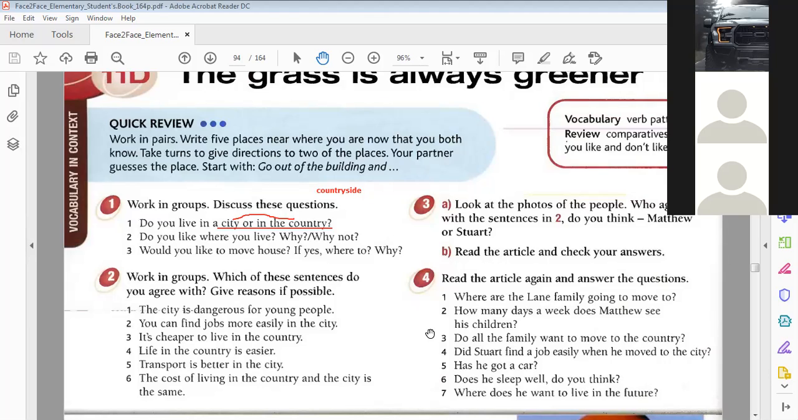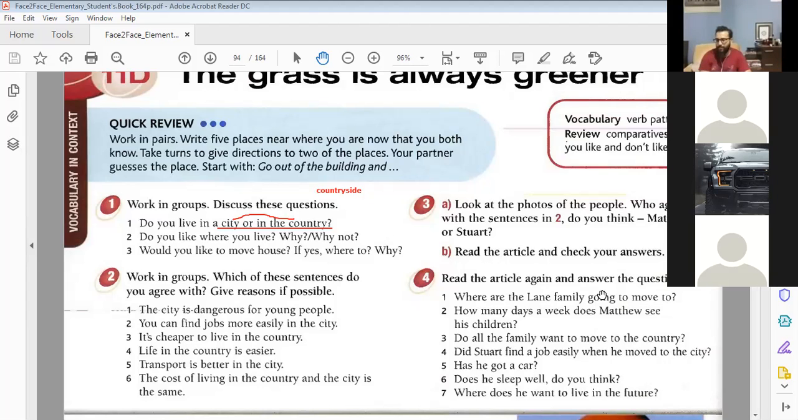The city is dangerous for young people. Okay, so the city is dangerous for young people. Do you agree with this? Do you think this is dangerous? I forgot the meaning of dangerous. Dangerous. Yes. It's the opposite of safe. For young people. Yes, I agree. Okay, why do you agree? Why do you think this is true?